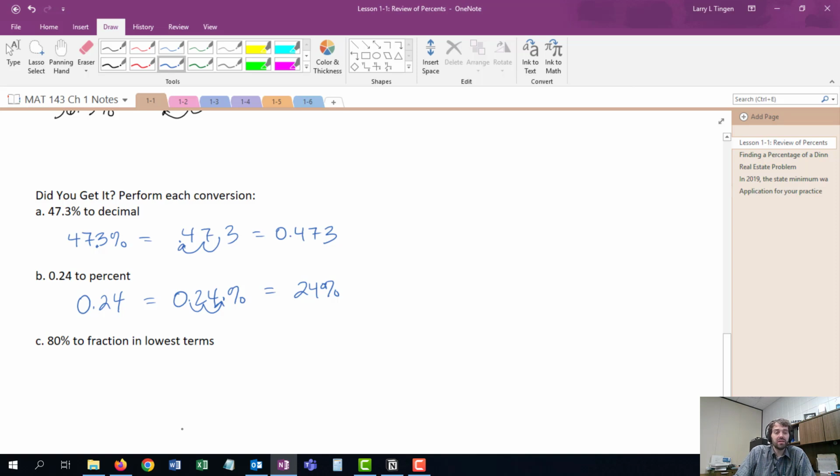And then lastly, I have 80% to a fraction in lowest terms. Lowest terms just means that the numerator and denominator don't share any factors in common. So right now, 80% is 80 over 100. Both of those are divisible by 10, so that can reduce to 8 over 10. 8 and 10 are both even, so that reduces to 4 over 5. And now 4 and 5 have no common factors, so I'm done.